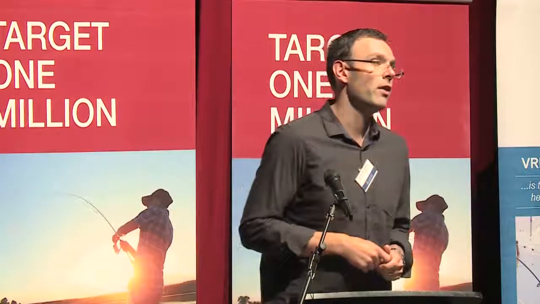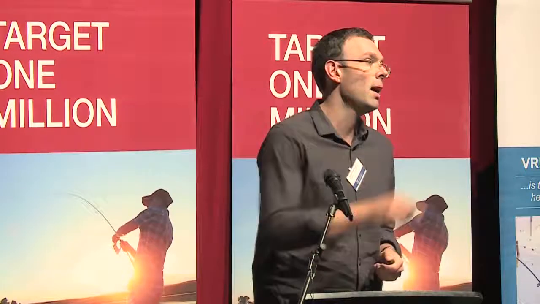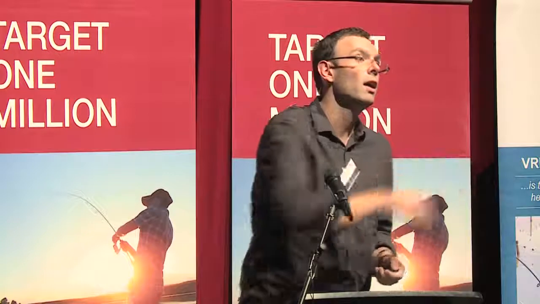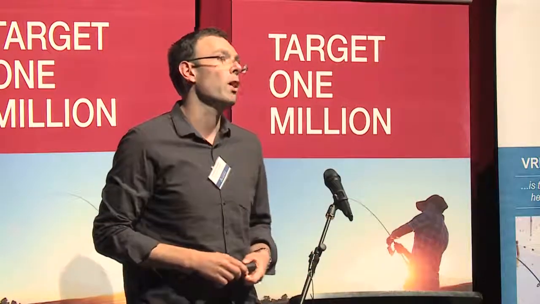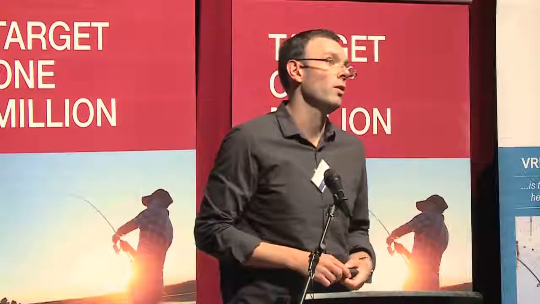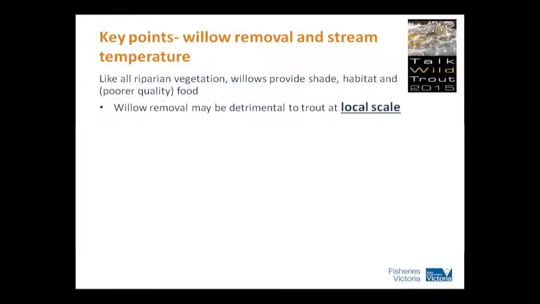You fished there yesterday, there was a willow, you caught a brown off the back of that bubble line coming through the willows there. You go there tomorrow, someone's ripped that willow out, that trout's probably not going to be there. Yes, willow removal has an impact on the local scale.